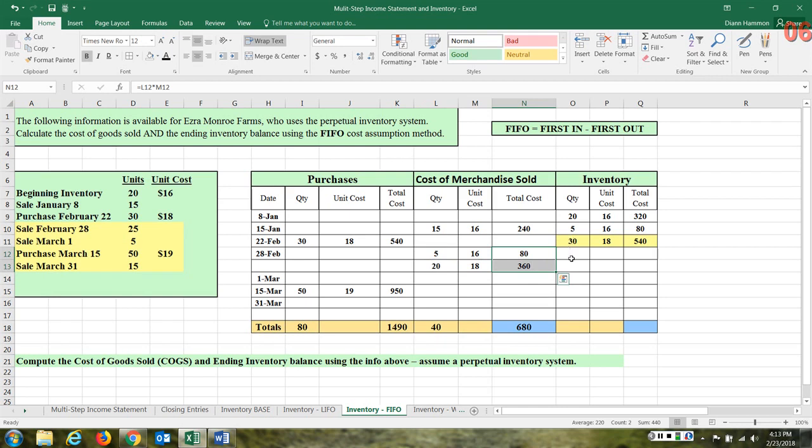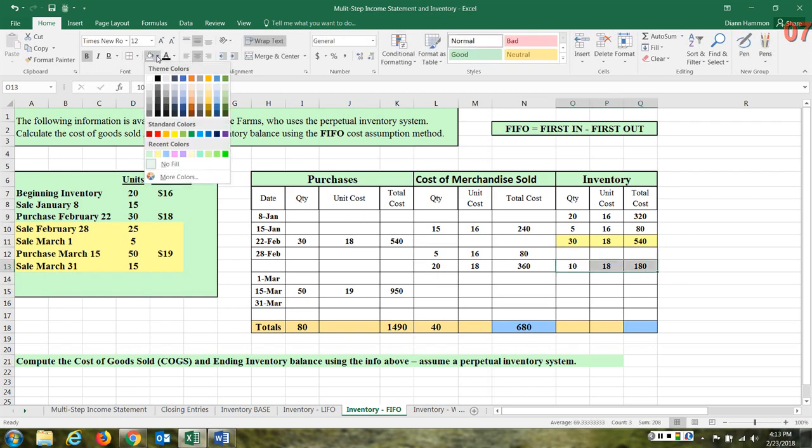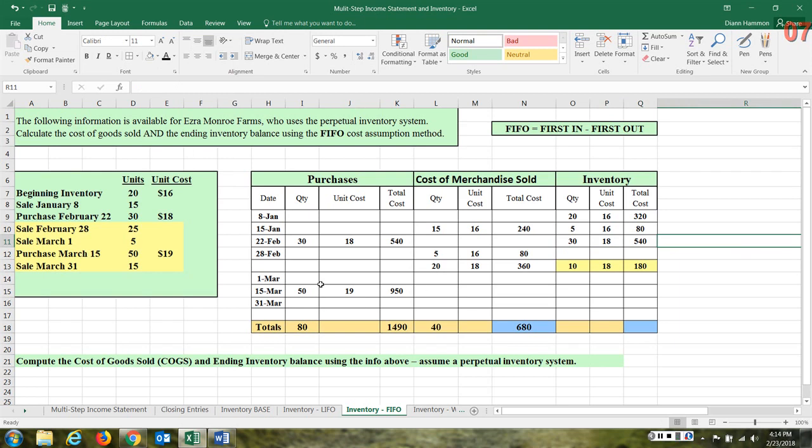So now, what do I have left? Well, remember, we already removed these five units, the oldest units. So all I had left were the 30 units. Of that now, 20 have been sold. So I have 10 units left at the $18 each. So $180 is my current ending balance of inventory. So let me take the highlight off of that one just to remind us that that one is gone. So this is my current inventory.